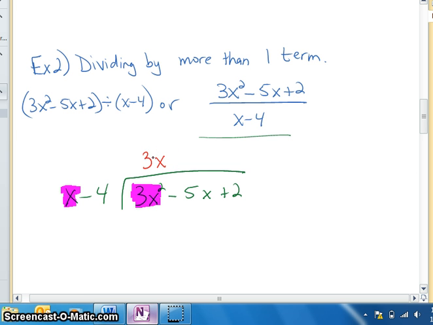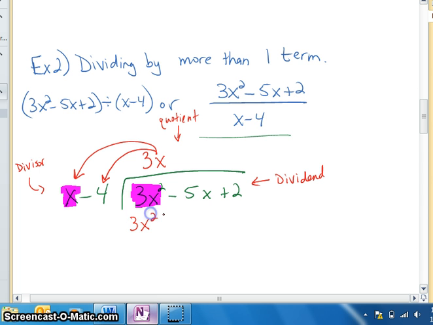Then I need to multiply 3x by this whole thing, by the whole divisor, right? We know this is the divisor. And this inside is the dividend. Hopefully we've seen those words before. So I need to multiply, and then up top is the quotient. I need to multiply the quotient by the entire divisor. So 3x times x is 3x squared. 3x times negative 4 is negative 12x.